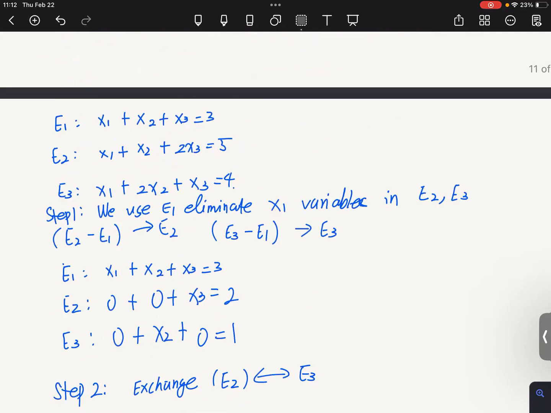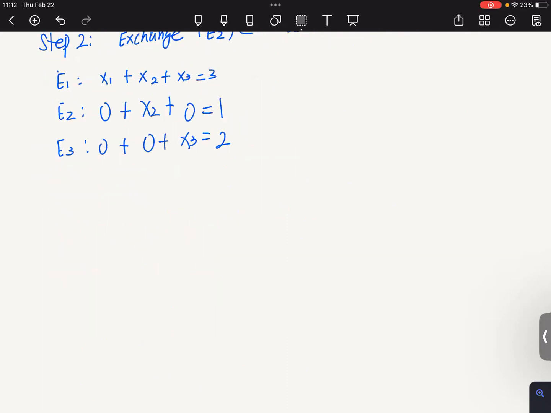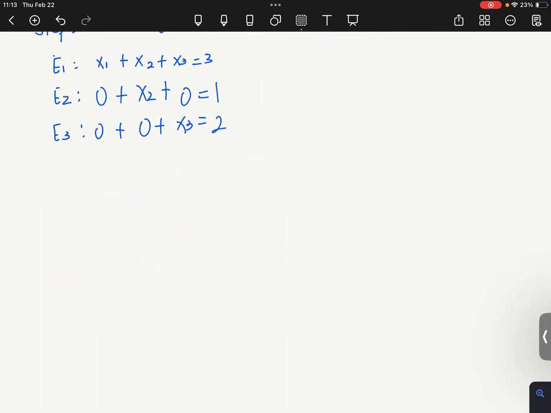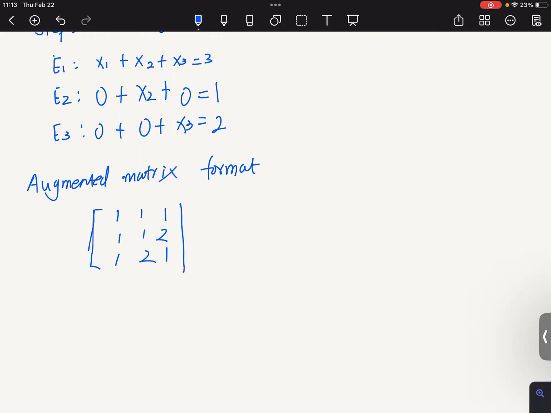It looks like this, but we use the augmented matrix format, which means that we put the coefficient matrix and the right-hand side vector together, and so we got this. The augmented matrix format of this example looks like this. We let all the coefficients on the left-hand side be 1, 1, 1, 1, 1, 2, and 1, 2, 1. This corresponds to the system of equations in the example, and we use a vertical line here to separate the left-hand side and the right-hand side.